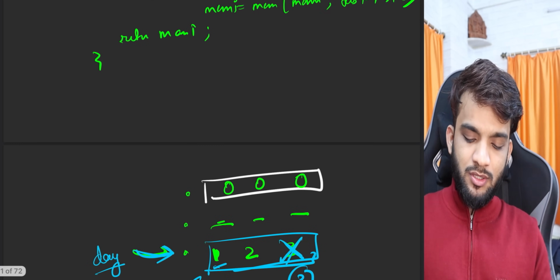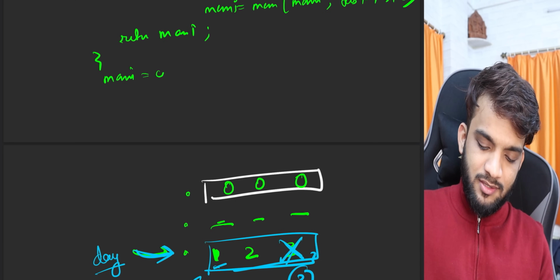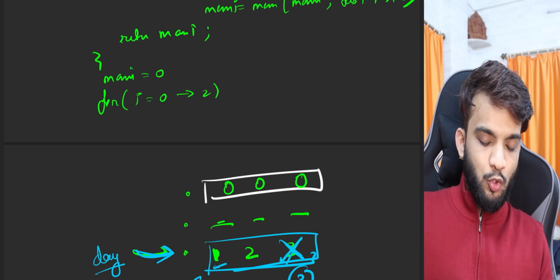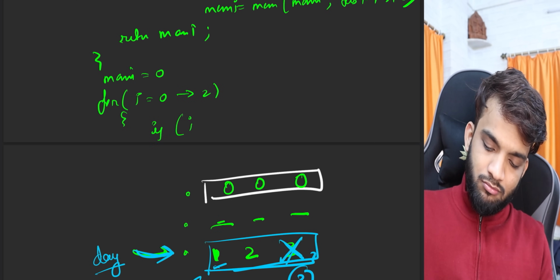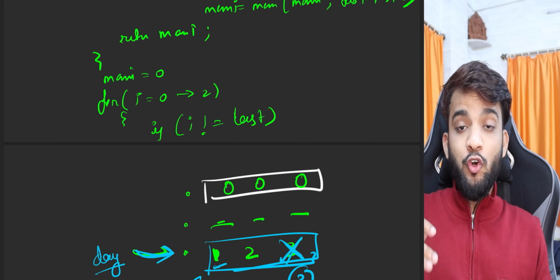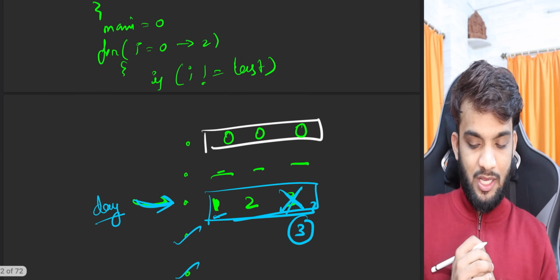So what I'll do is, it's the same thing again. I'll keep maximum as 0. And I'll similarly run a loop from I equal to 0 till 2. And I will say if I is not equal to last, that means if you have not performed this task on the last day, then you can perform this task.